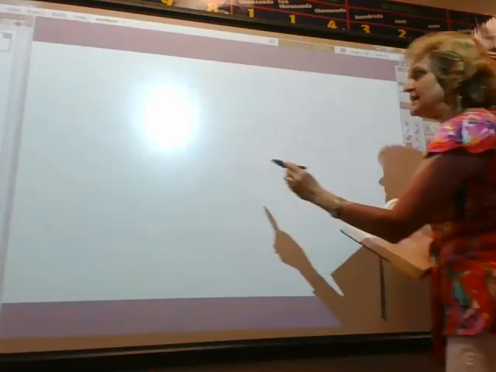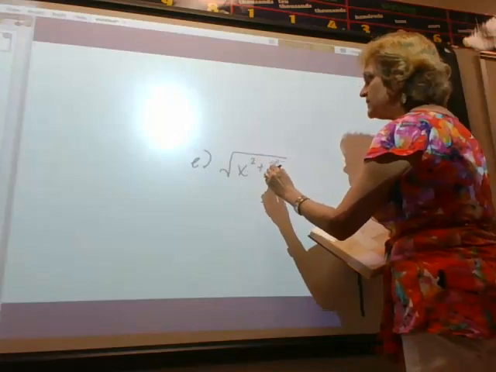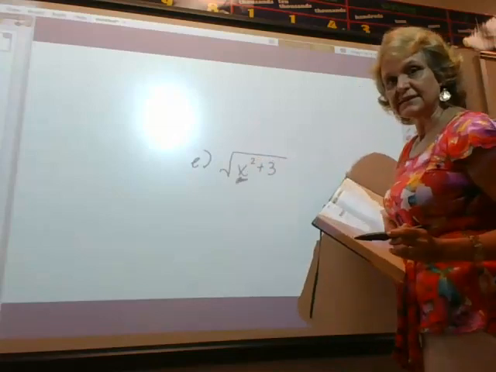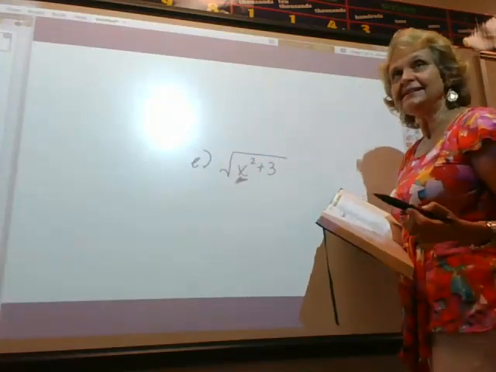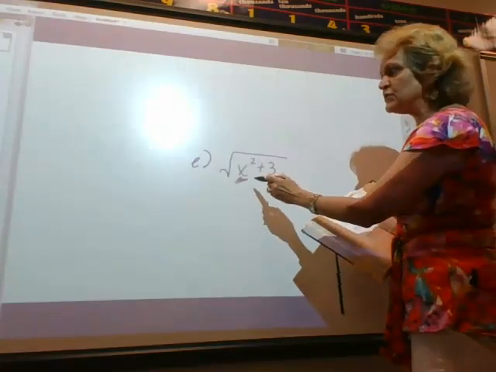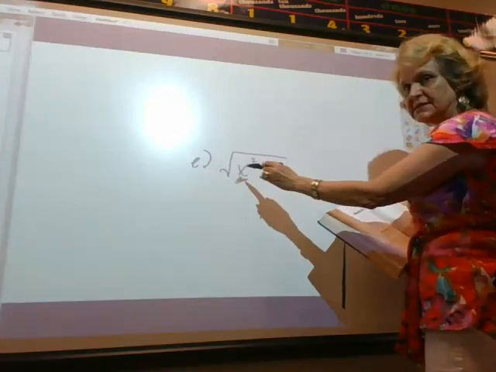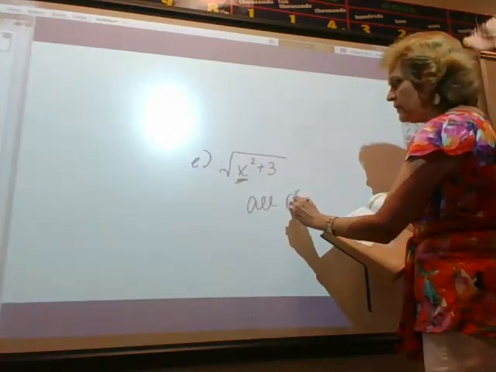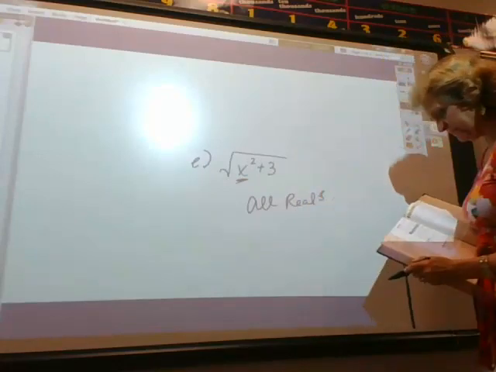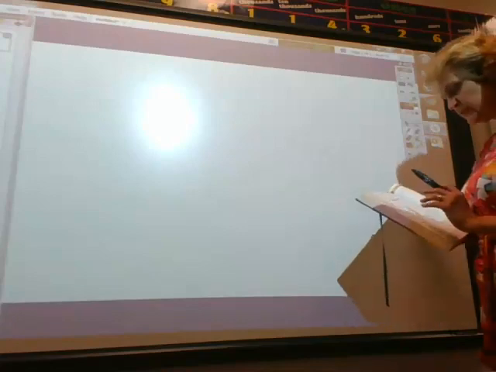And then lastly, E, we have x squared plus 3. Okay, and what did we say about x getting squared? Any real number squared is going to be positive, and then we're going to add 3, so we know it'll be positive. So we would just say all reals in this case. Okay, so now we're ready to do part 2.